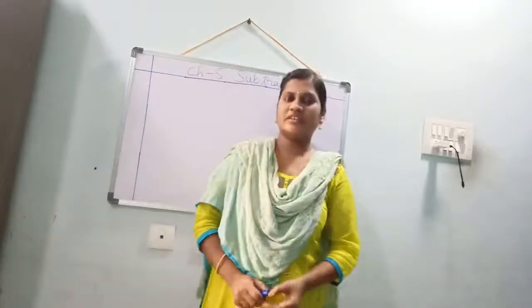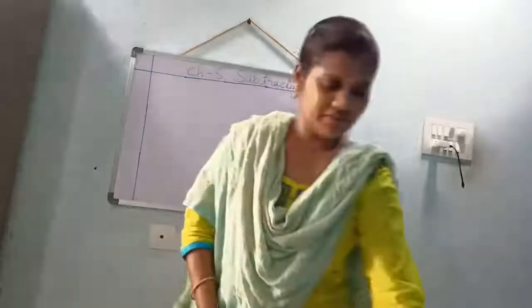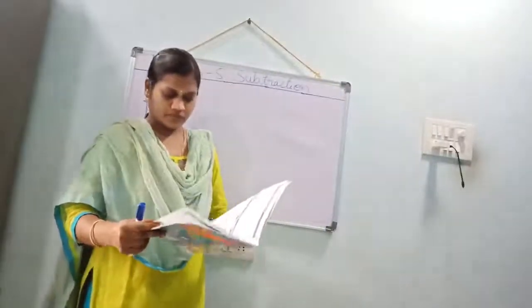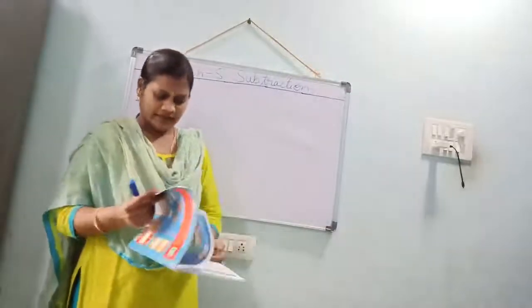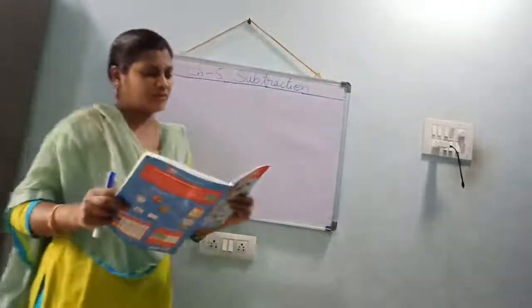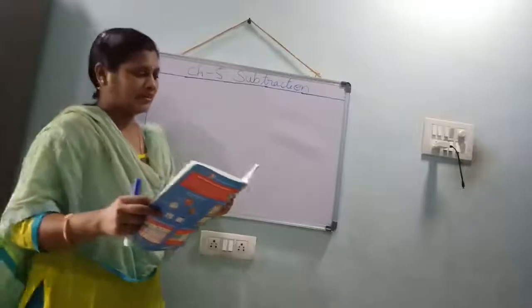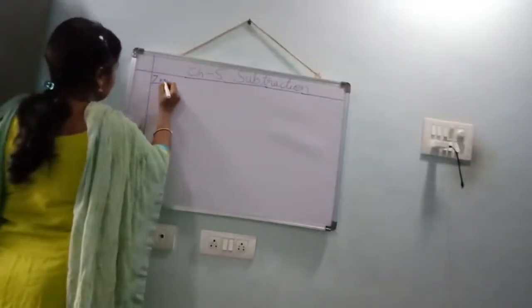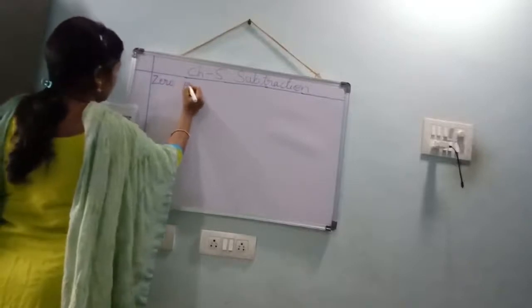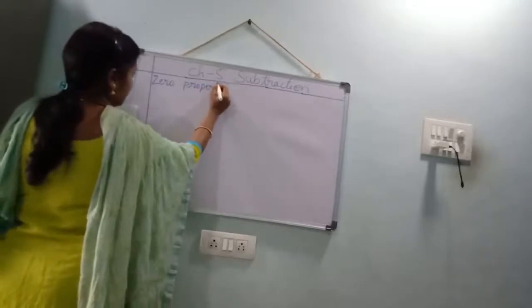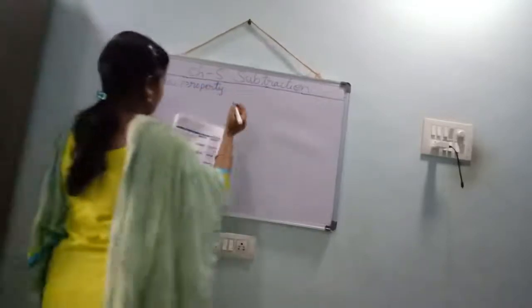Coming to the point. Yesterday what you learned? I will say you subtraction properties. Zero property, before number property, and subtracting a number from itself. See children, zero property. Z-E-R-O, zero. P-R-O-P-E-R-T-Y, property.